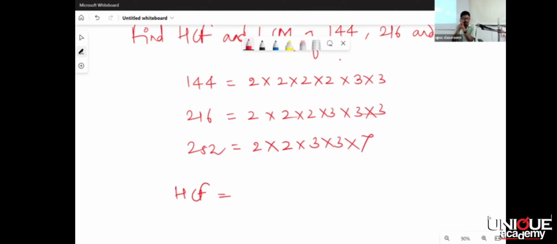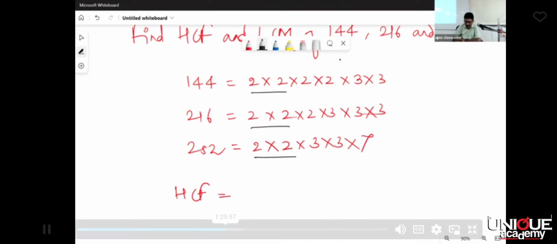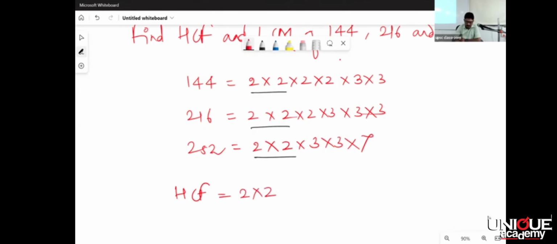Okay. Now, as 2 and 3 are common in all, my question is, the factor 2 is common in all a maximum of how many times? Twice. The factor 2 is common in all a maximum of twice. Here it is 2 into 2, here also 2 into 2, and here also 2 into 2. So 2 into 2 will be in the HCF.